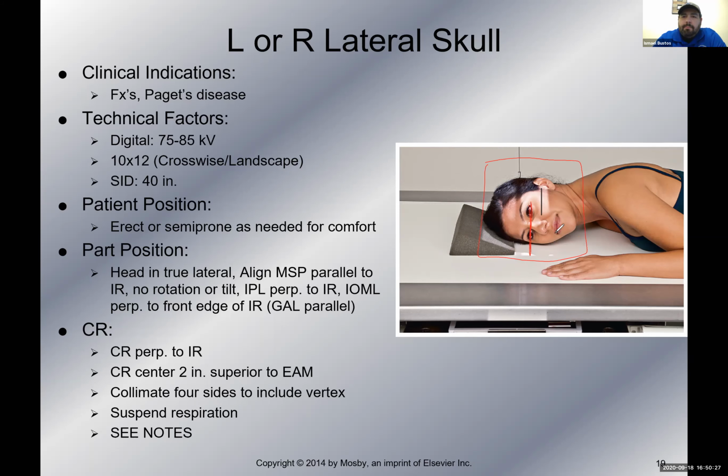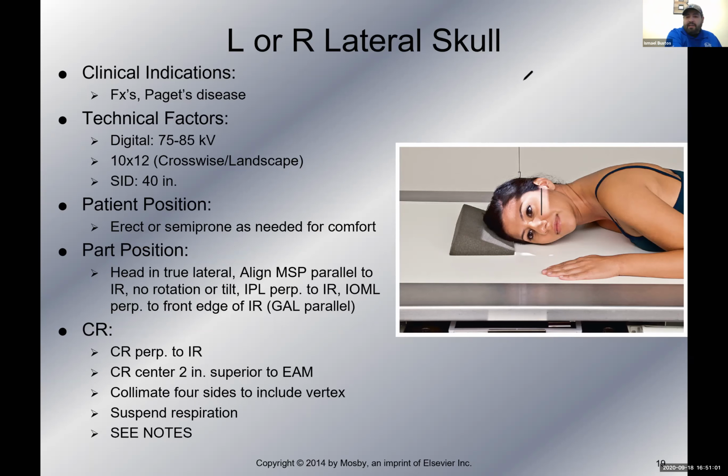So this stuff here, make sure you know. Make sure you know that the IOML is perpendicular to the front edge of the image receptor, the MSP, mid-sagittal plane, is parallel to the IR, and the IPL is perpendicular to the IR. And then the fourth thing is the GAL parallel to the front edge of the image receptor as well. If you do all that, you get them in a true lateral position.